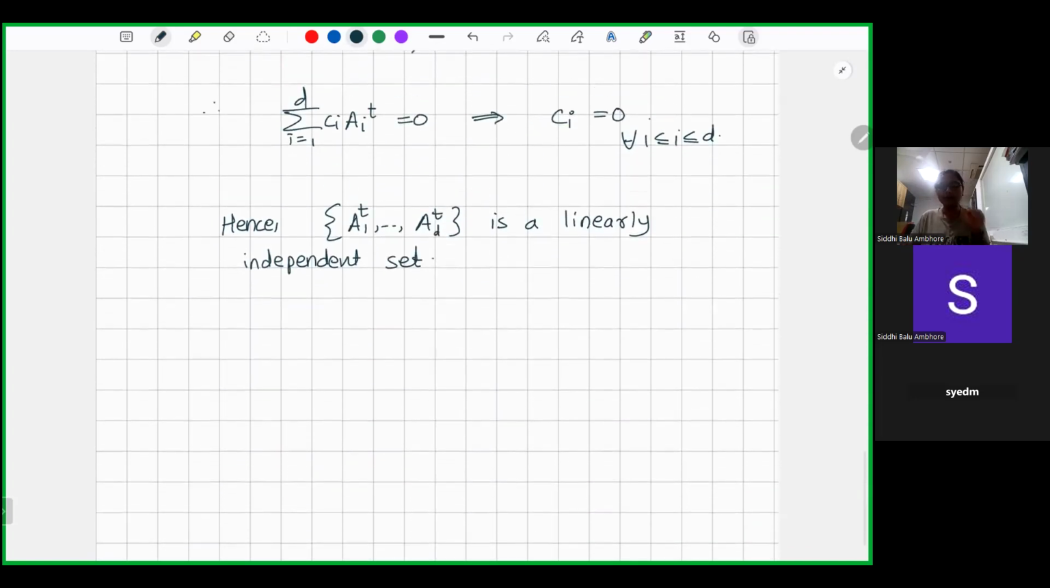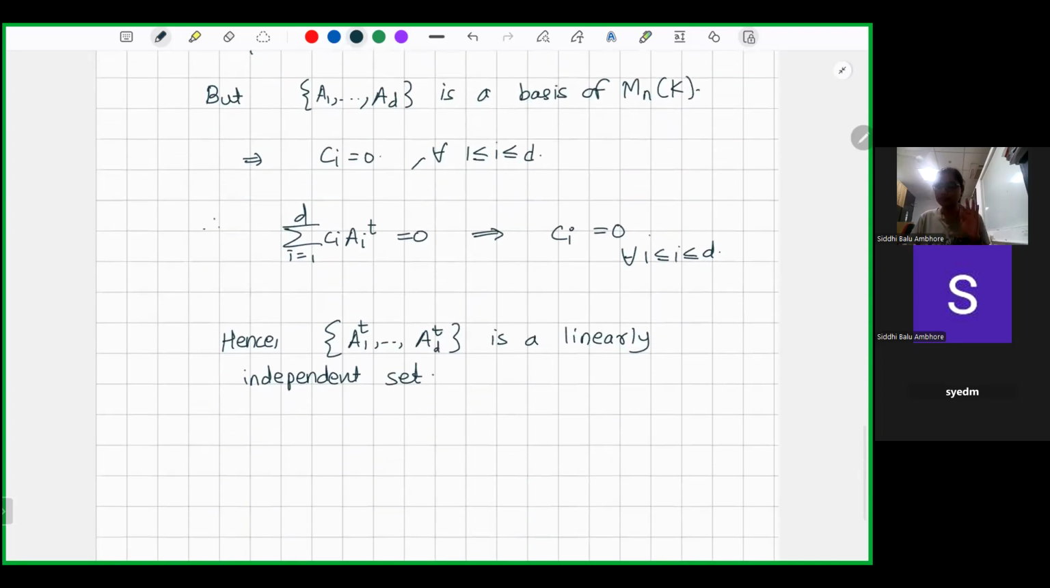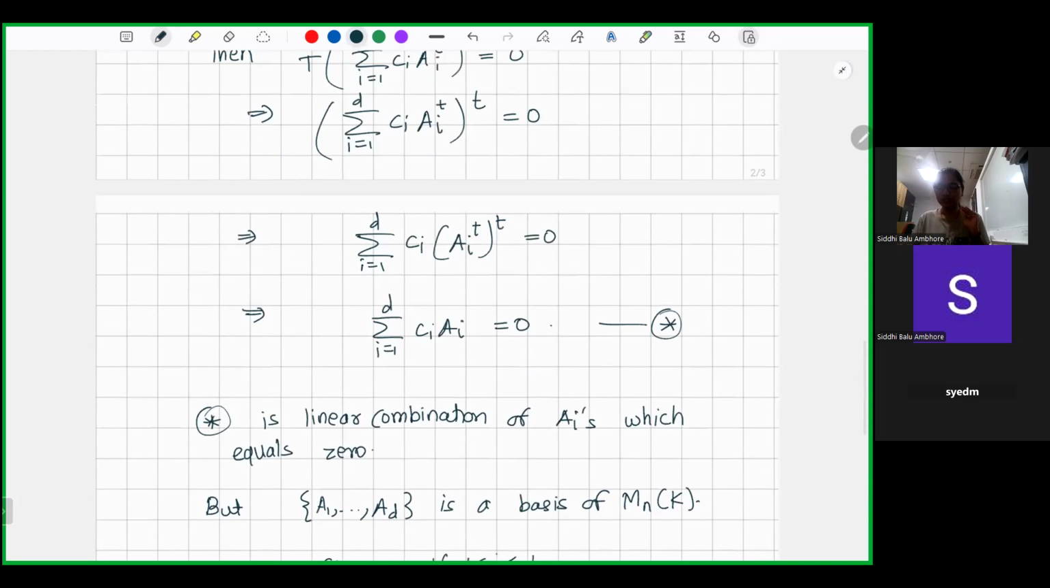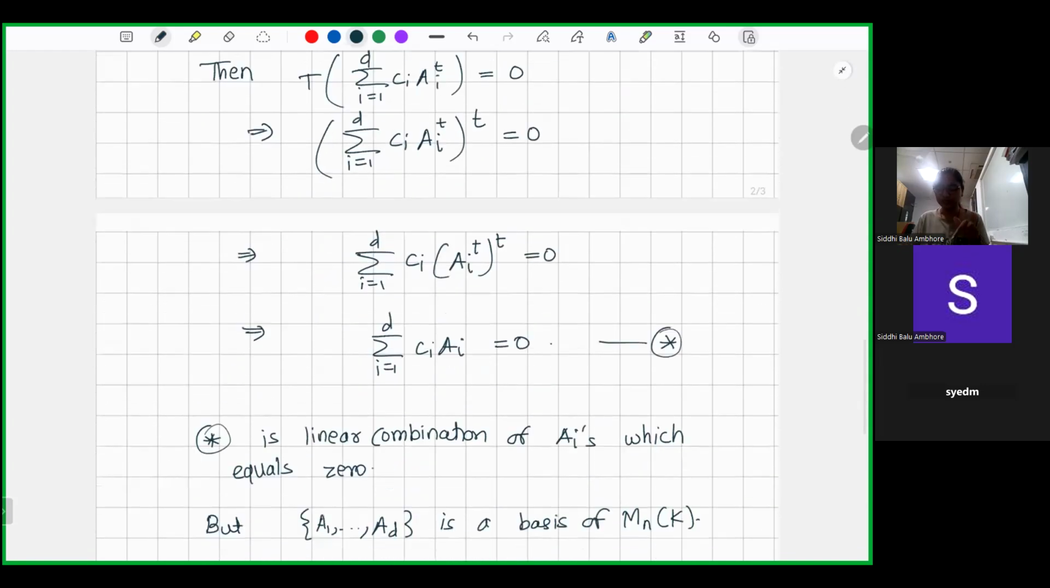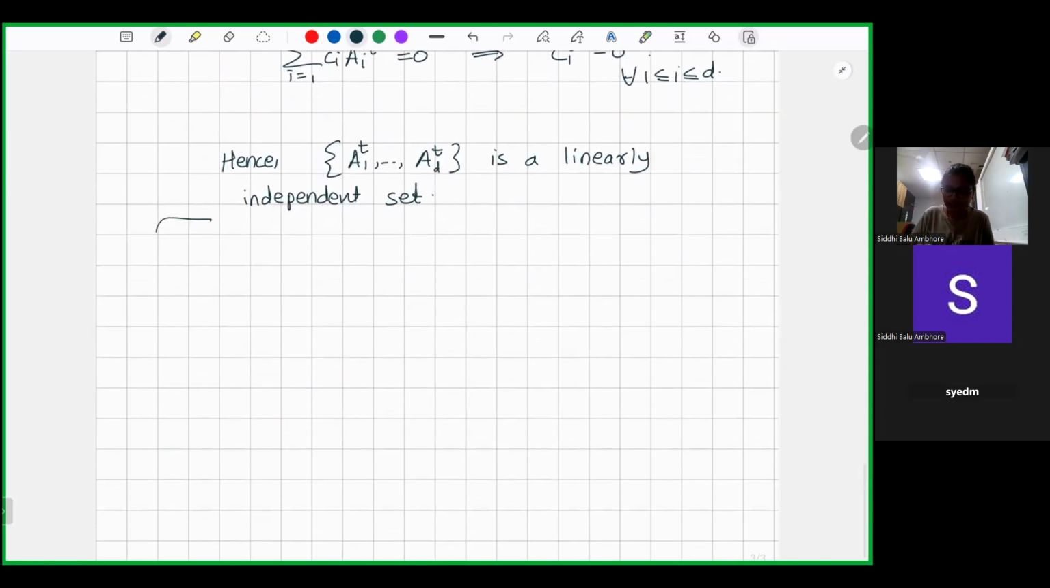But apart from that, this is what we got, that this is 0. And yes, so we have that this is linearly independent. And since A1 to AD was a basis of my vector space, and I have another linearly independent set of the same cardinality, I can from here itself declare that this set A1 transpose to AD transpose is a basis for M_n(K). Okay, understand that. Let me write this.